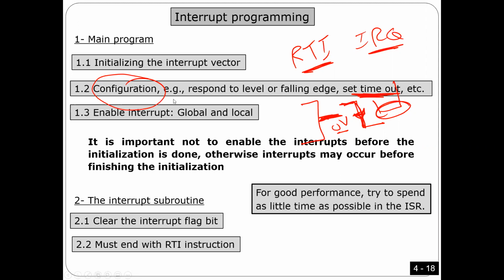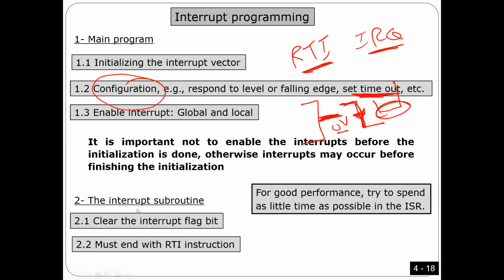So you need to configure the interrupt. I'm going to explain this one later. This also you have to do in the main program. Number three, for sure, you have to enable interrupt. And to enable interrupts, as I said, you have to do two things, the global and the local. Okay, guys? This is what you have to do in the main program.